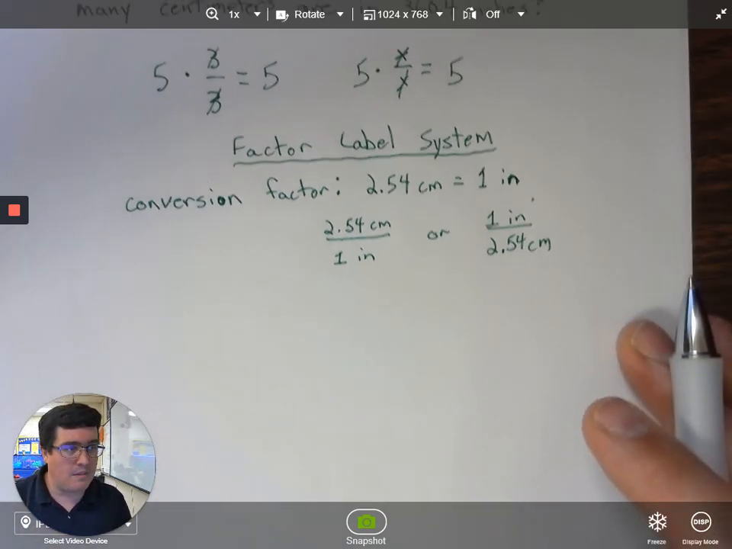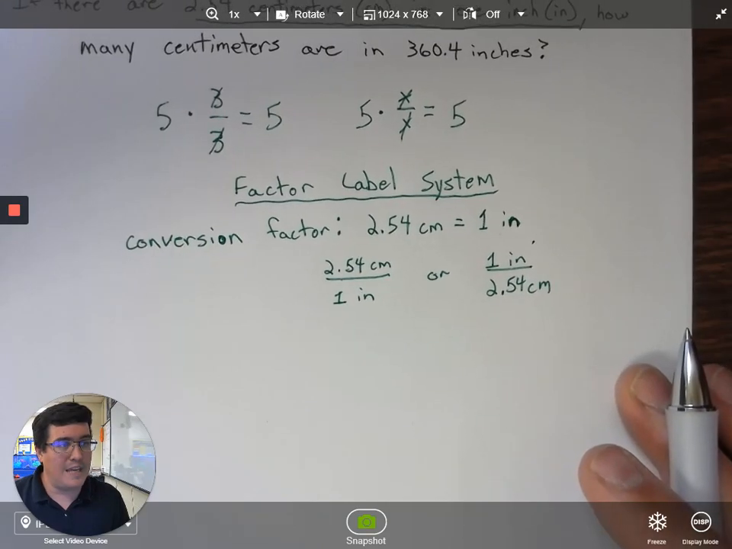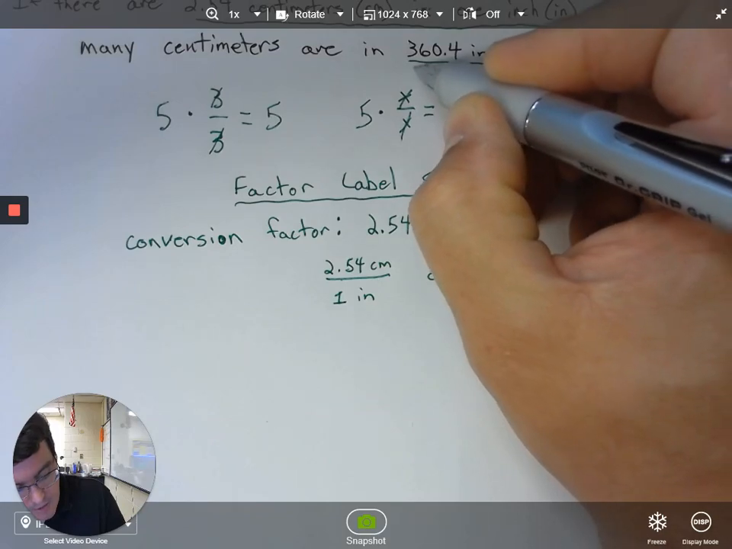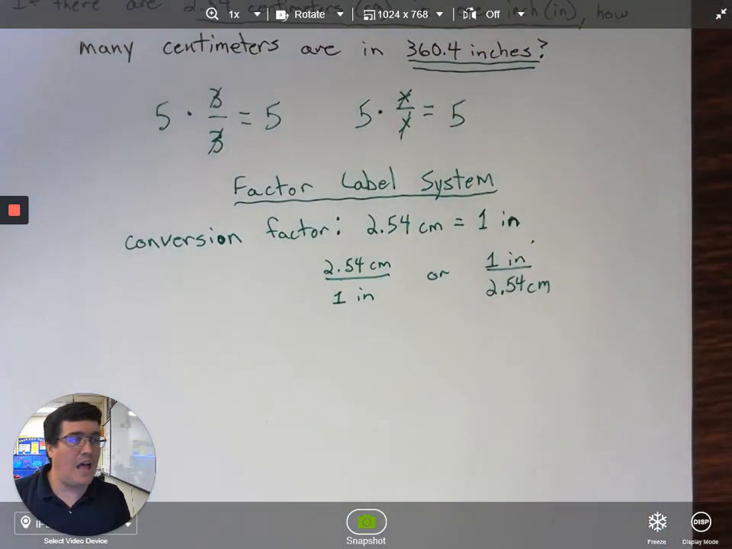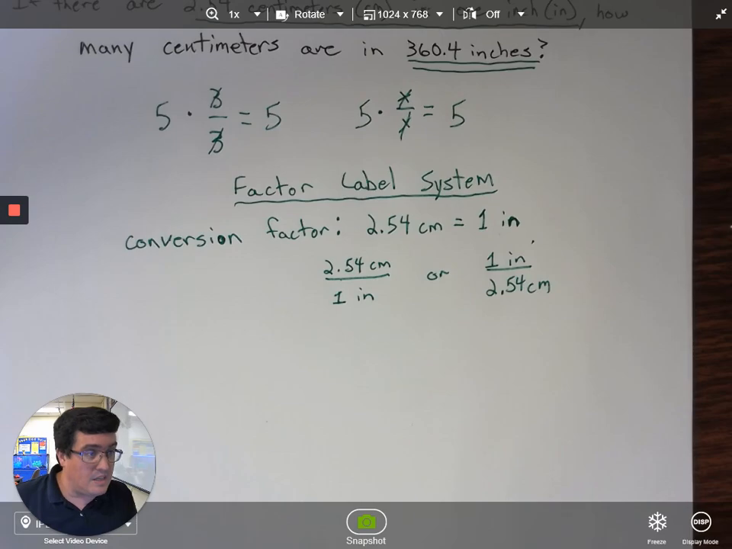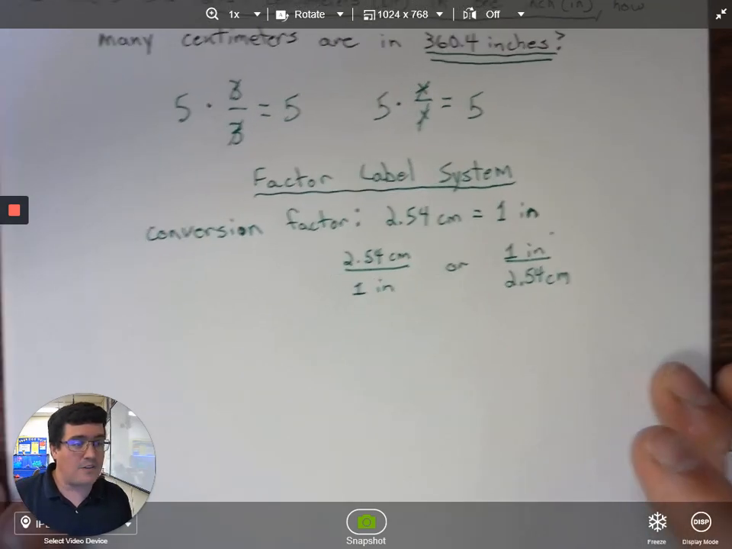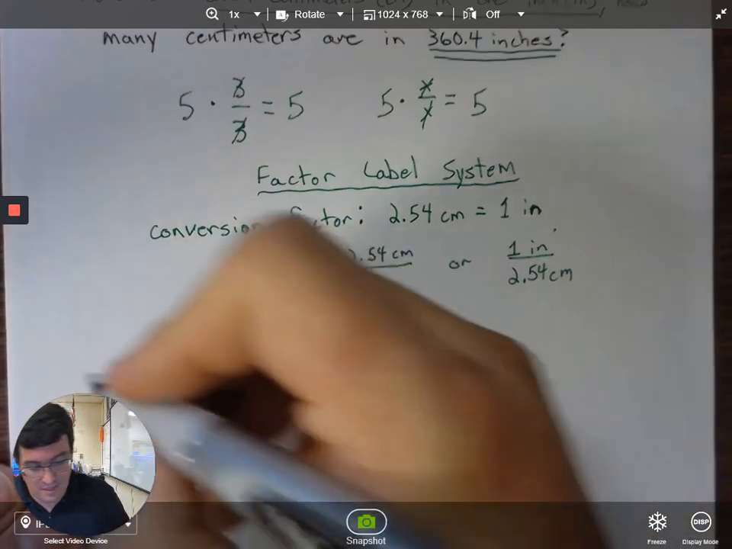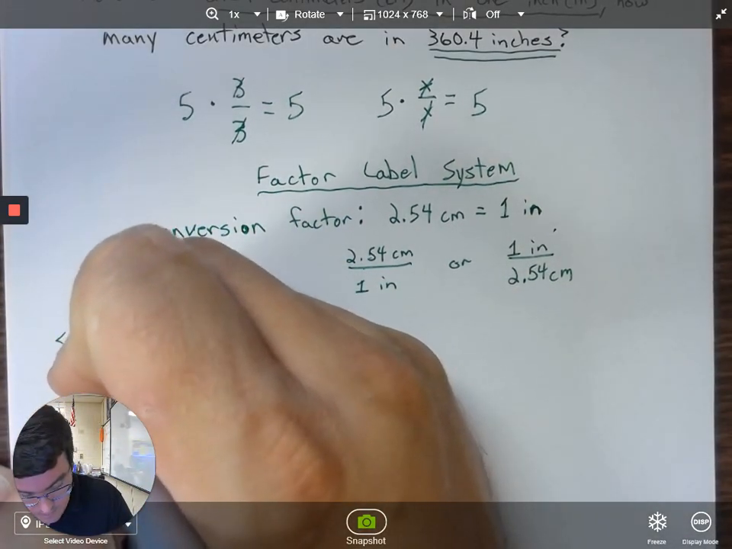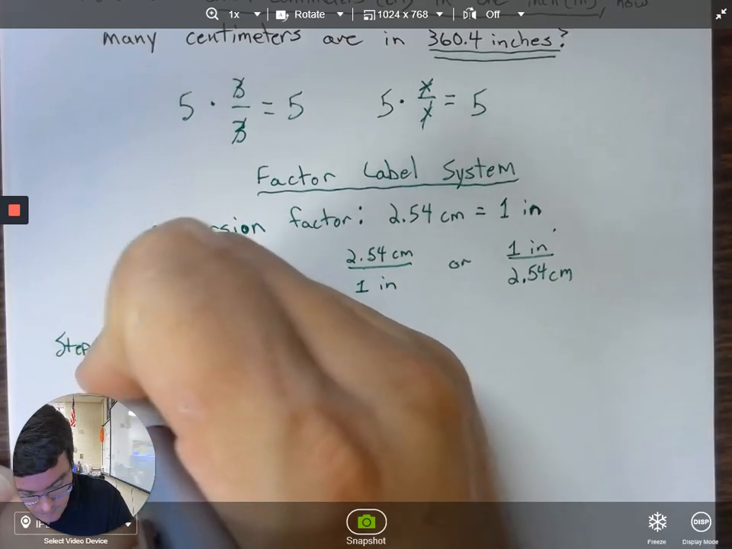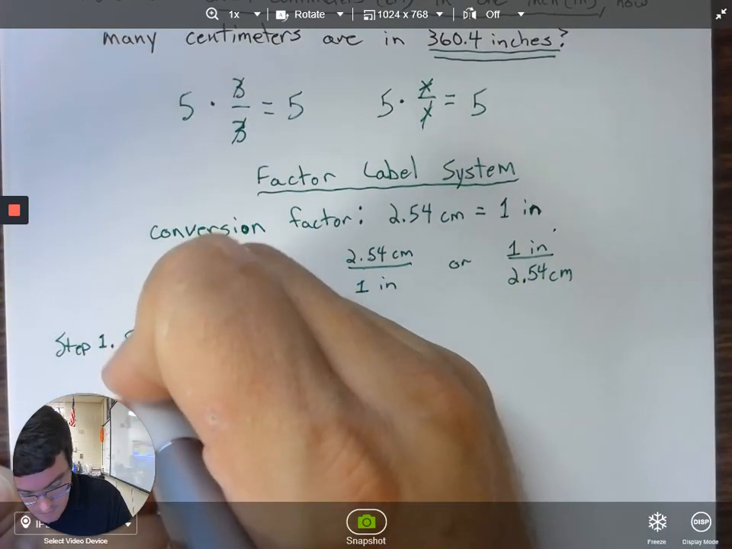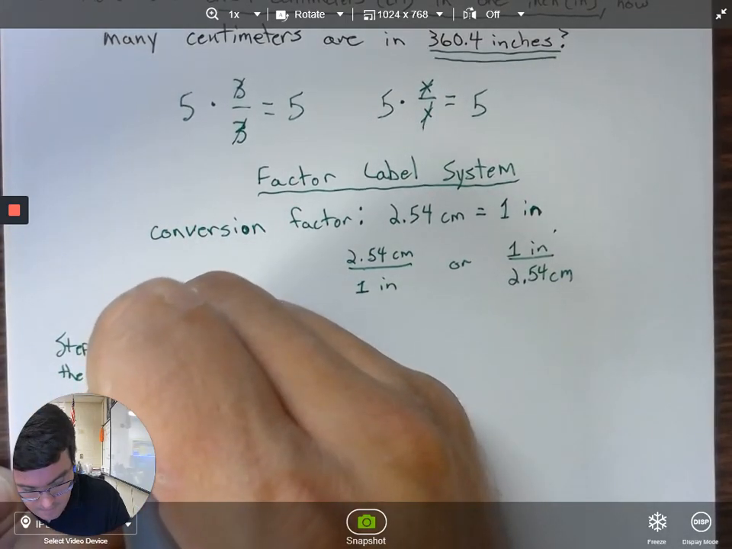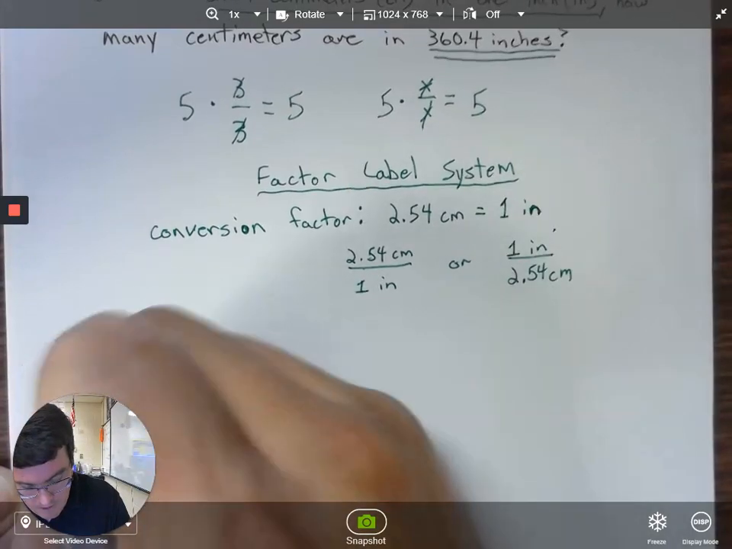All right, so what are we going to do with this? We're going to do a little bit of math, and we now need a number, so we've got to have a number to start with. Right here, I'm going to double underline this part. That number right there is the number we need to start with. So in any factor label problem, you'll always have the same 3 steps. Step number 1, find the starting number.